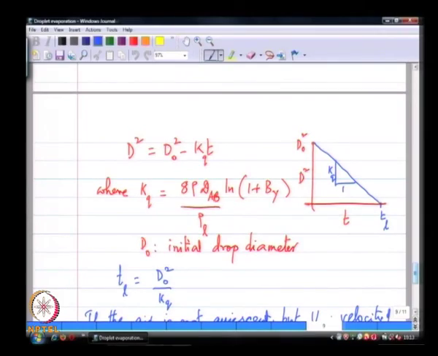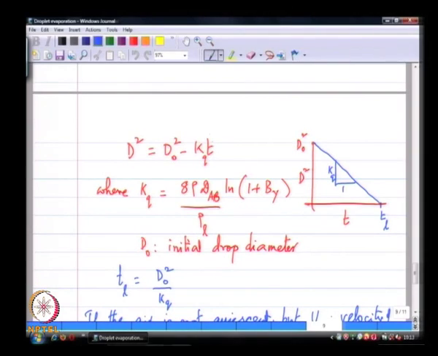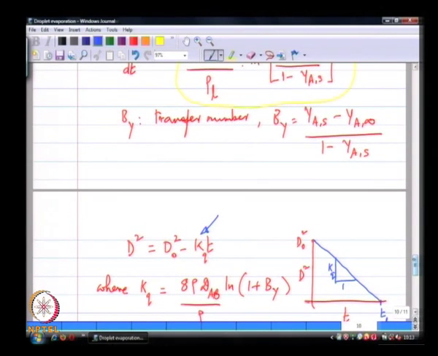At the end of the last class, we had derived the famous D squared law, where we showed how under quasi-static conditions, the square of the diameter decreases linearly with time, and the rate constant is given by this K_Q, which can be written explicitly in this form, where B_Y is a transfer number based on the difference between the mass fractions at saturation and the mass fraction at infinity, which is in the ambient.